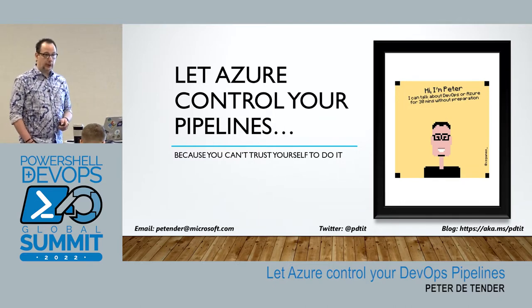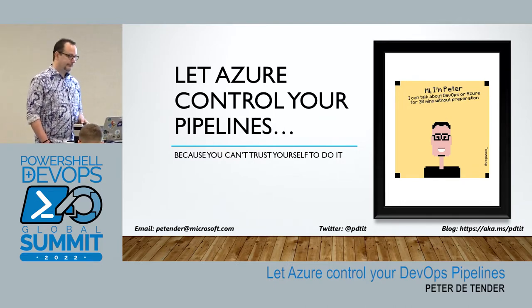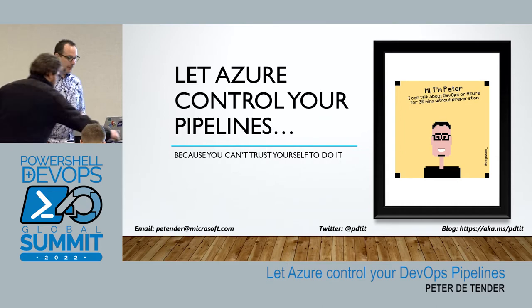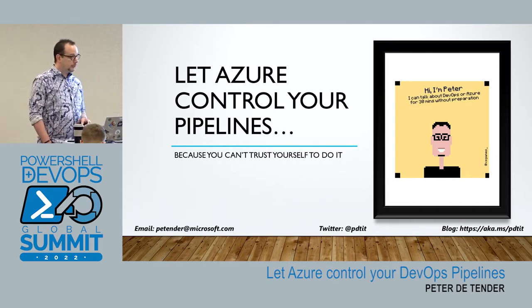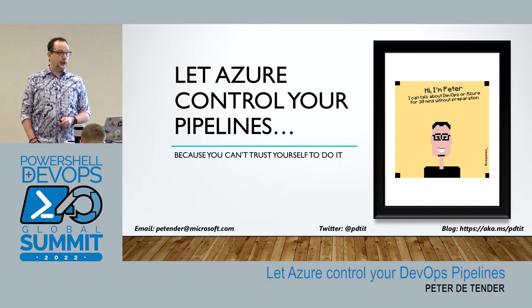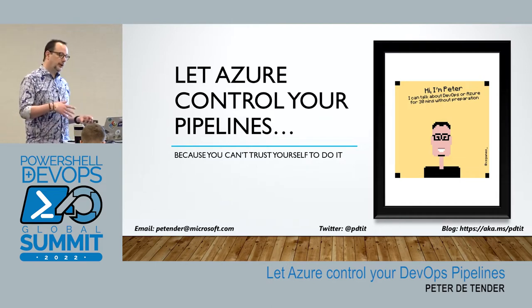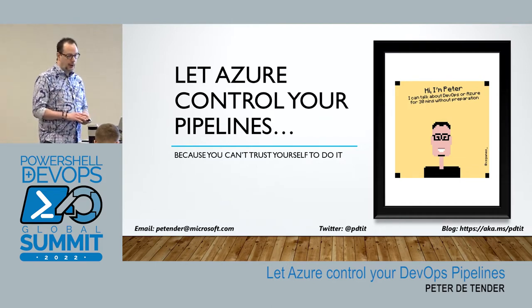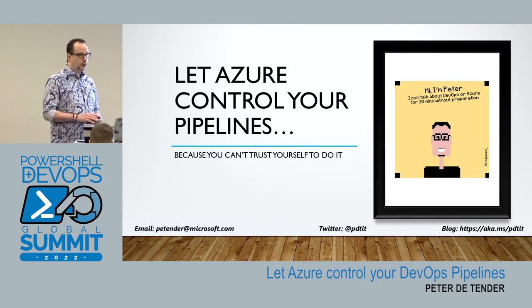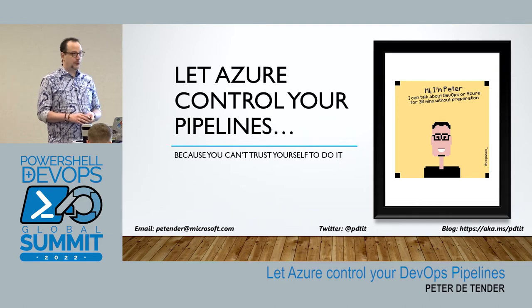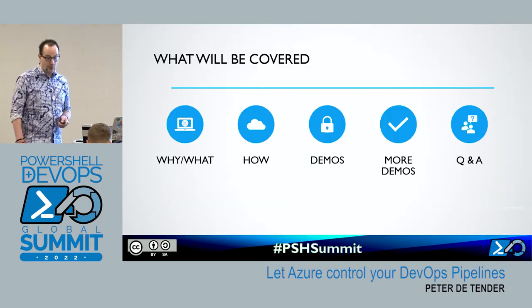What are we going to talk about? Controlling your pipelines, and I need to be honest, mainly Azure Pipelines using Azure DevOps and Azure technology. So mainly merging Azure cloud features, allowing you to integrate governance into your pipelines, making them smarter and helping you as an admin to not trust yourself, because we all know that you cannot trust yourself, right? So we're going to rely on technology, and hopefully that's going to work out a little bit better.